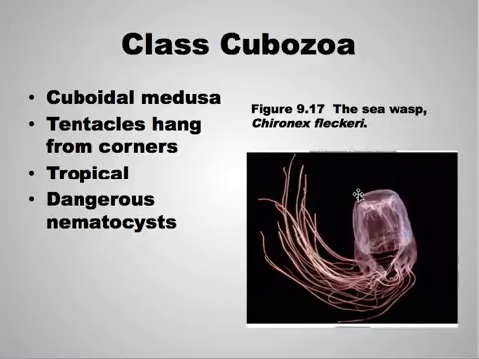The cubozoans are called the cubozoans because they are actually square sea jellies. They're not an abundant group, but they're a distinctive group. So the tentacles only hang from the corners. They're tropical and they're extremely dangerous. Their nematocysts are very toxic.